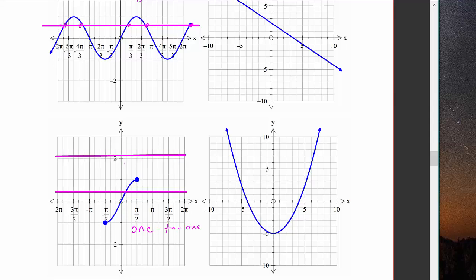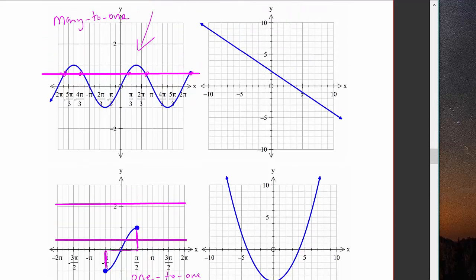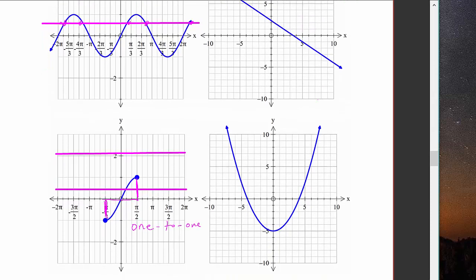And this one here is actually sine x as well, but it's on a restricted domain. And we've talked about restricted domain a little bit before. The domain is restricted to be between negative pi by 2 and pi by 2. Straight lines are always one-to-one unless they are horizontal. If the line's horizontal, then it's clearly not one-to-one.